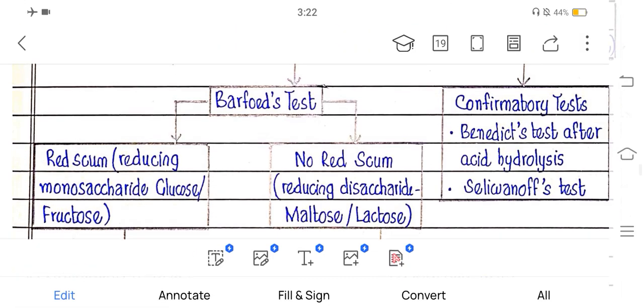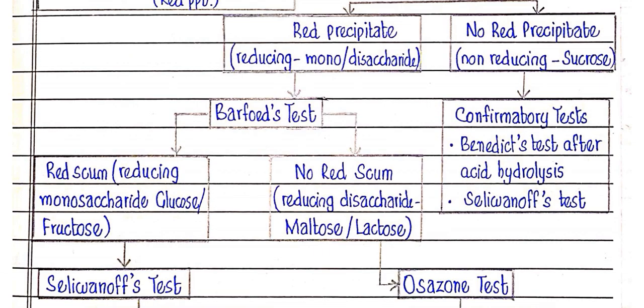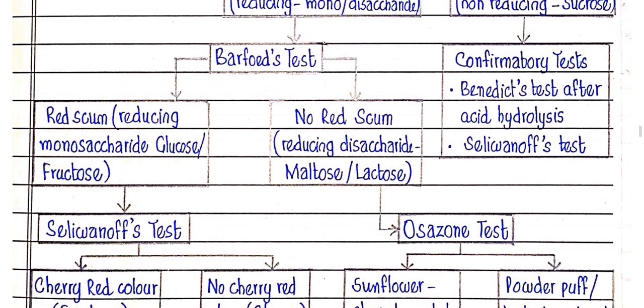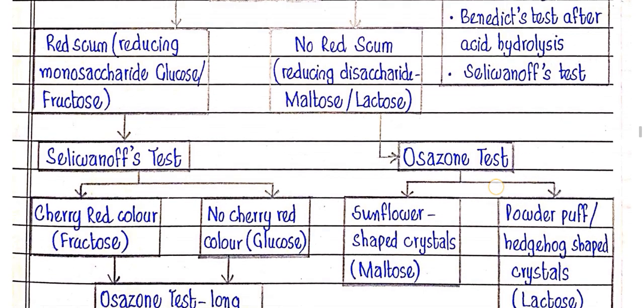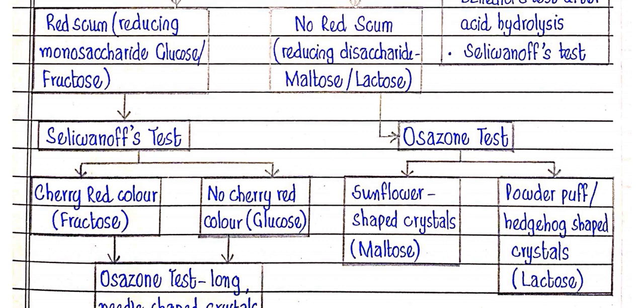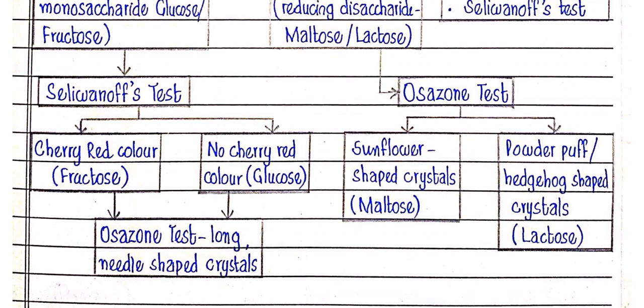Earlier we mentioned that Barfoed's test indicates no red scum in some cases. That will lead to reducing disaccharides, for example maltose and lactose, which will be confirmed with the help of the osazone test. Sunflower shaped crystals indicate maltose. Powder puff or hedgehog shaped crystals indicate lactose.